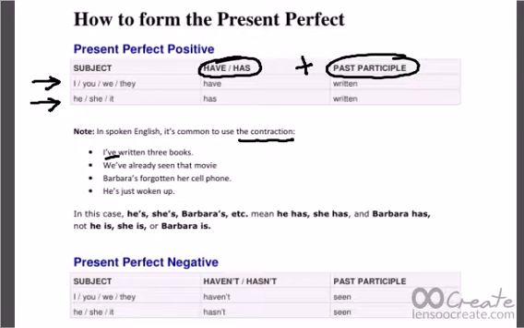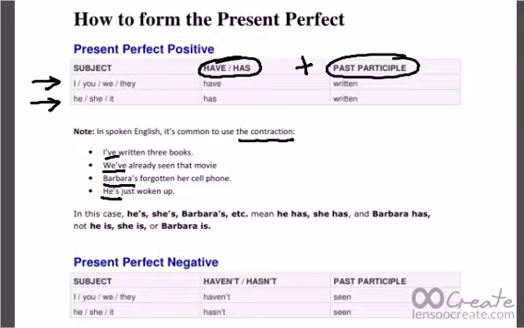In this case, the contractions I've, we've, she's or Barbara's, and he's are contractions that are using the auxiliary in a shorter form. That's why we have the apostrophe VE for have or the apostrophe S for has. Be careful because sometimes people can get confused and think about the apostrophe S as the verb is. But this is not the verb is. This is the verb has. Auxiliary has.